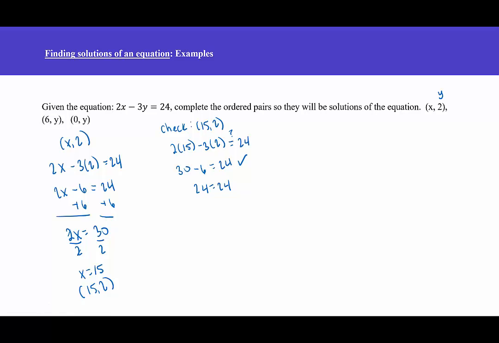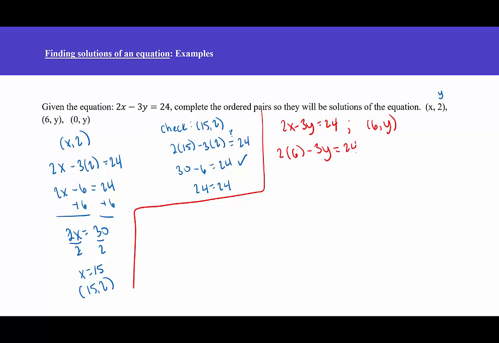All right, how'd you do for the first one? Let's find out. Did you check your work too? You didn't? Why not? All right. So we have the same equation. We're looking at 2x minus 3y equals 24. And this time we're looking for (6, y). So I'm going to replace x with 6. So we get 2 times 6 minus 3 times our unknown, what we're going to figure out, equals 24. That's 12 minus 3y equals 24.